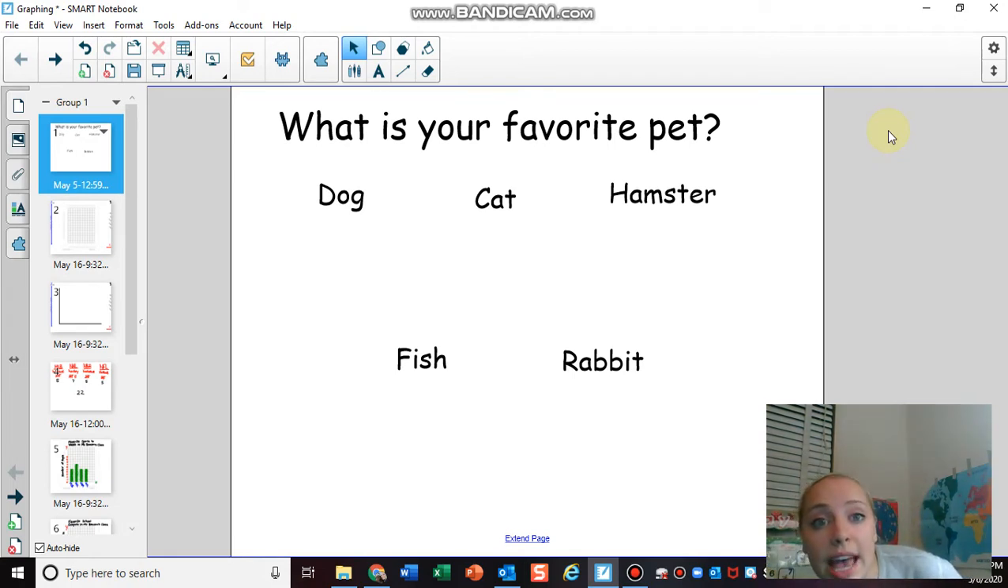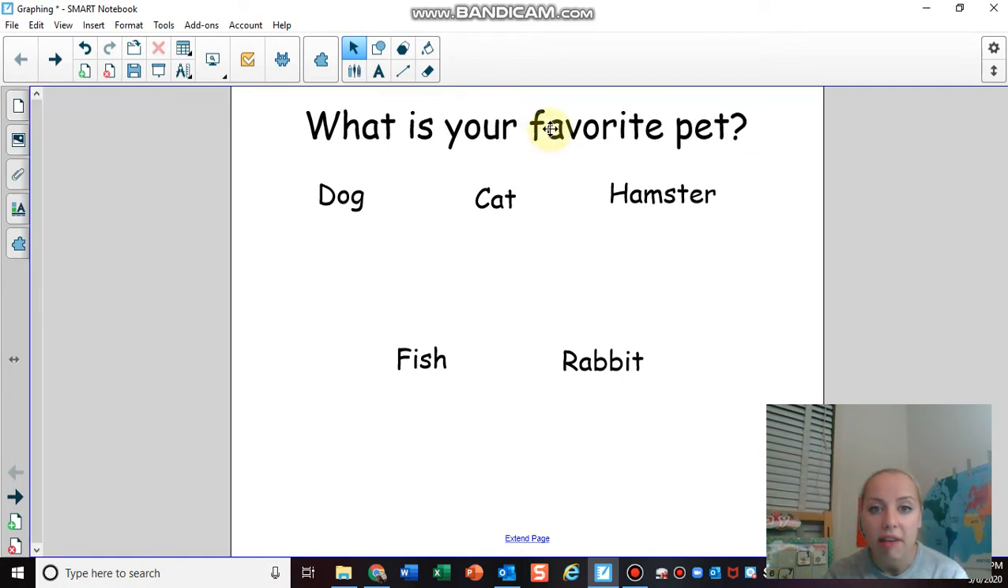Since I can't ask you guys the question until we're on our live sessions, I've been asking different groups. Yesterday I asked my family, and today I asked all of my friends. The question we're going to use today is, what is your favorite pet? We are going to make a bar graph out of this data, and also a picture graph, and compare the two to see how they are alike and different.